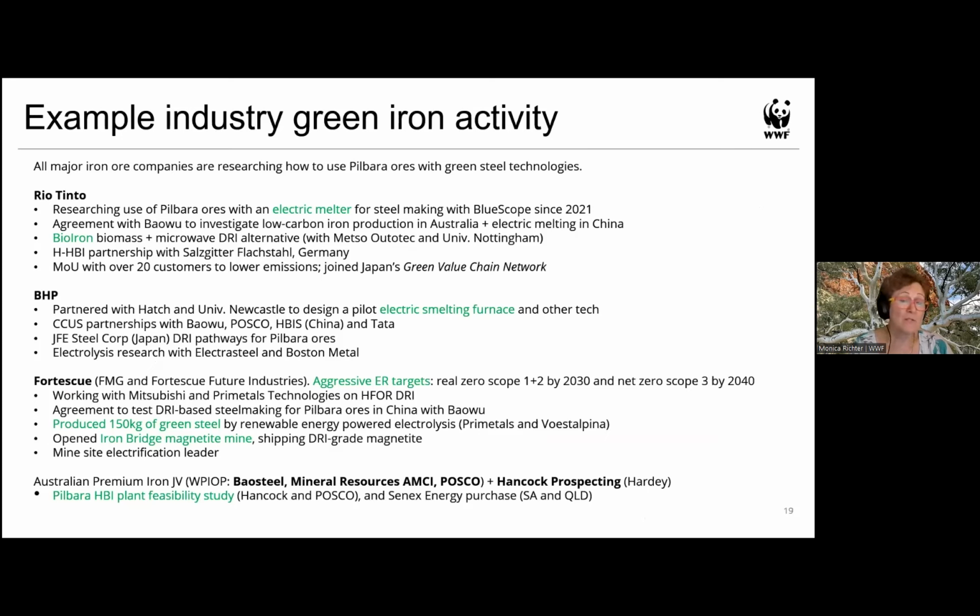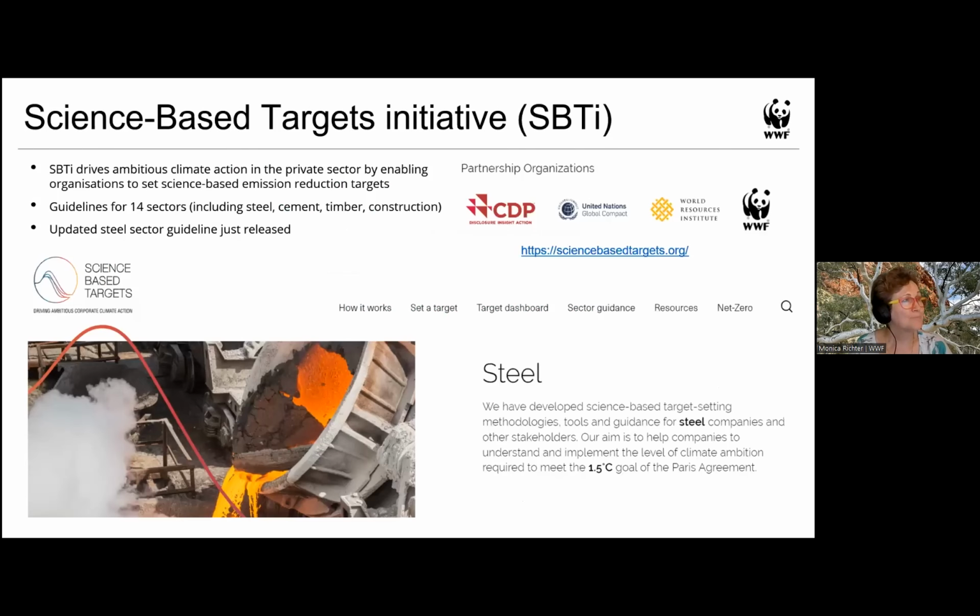Now, of course, steel needs iron ore to be able to make iron for the steel production. So we've had our major iron ore miners, Rio Tinto, BHP, Fortescue, all very heavily invested in trying to research how the Pilbara ores, which are a lower quality ore generally, can be adapted for green steel technologies. And again, I won't go through this in detail, but you can have access to this later.